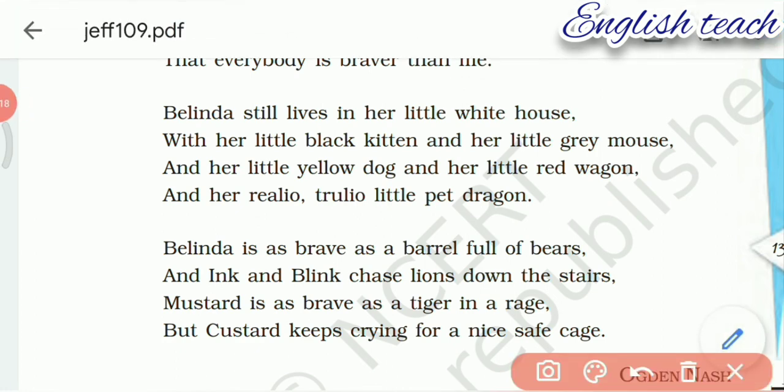14th paragraph. Belinda still lives in her little white house with her little black kitten and her little grey mouse and her little yellow dog and her little red wagon and her realio trulio little pet dragon. So there is no difficult words in this paragraph.